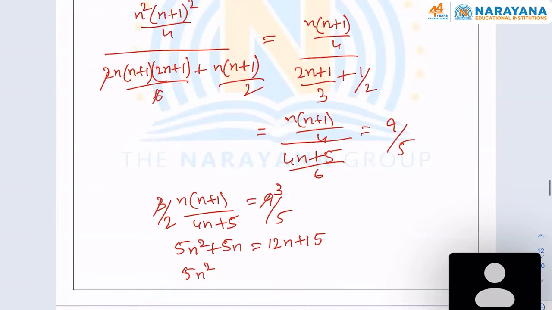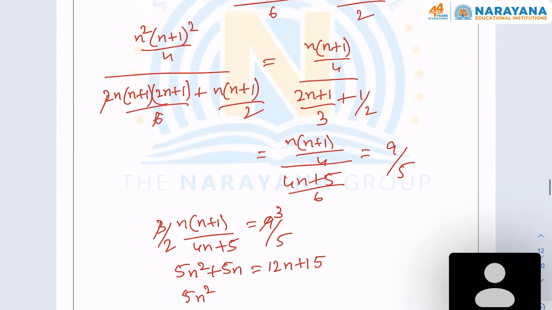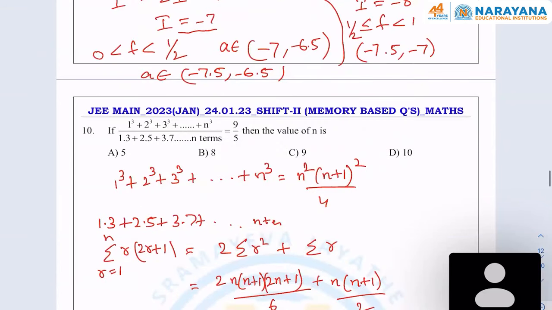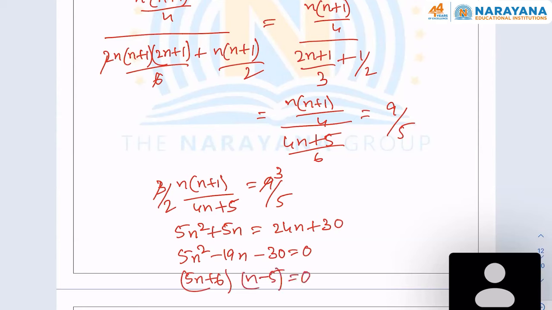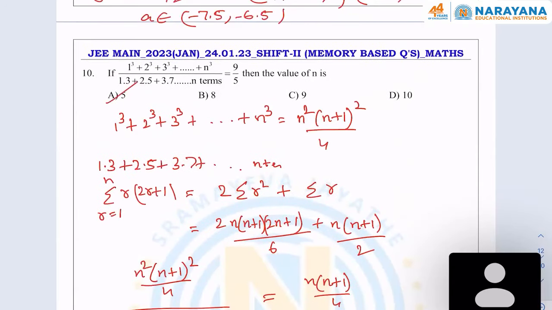So let me check the answer. So here we are getting 3 by 2, 3 3 is 9, 4n plus 6. So what is the answer given here? 6, 9 by 5. 3 into 2, 6, 6 into 4, 24n plus 6 into 5, which is equal to 30. So 5n square minus 19n minus 30 is equal to 0. So when we factorize this, we will get 5n plus 6 into n minus 5 is equal to 0. That implies n is equal to 5. So n is equal to 5 is the answer.